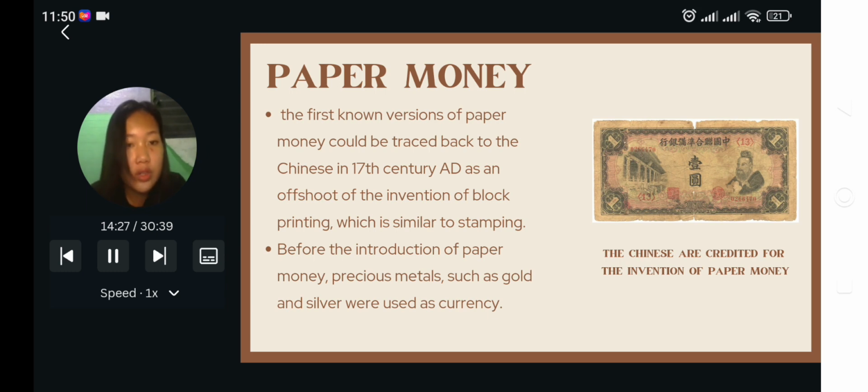So, before the introduction of paper money, precious metals such as gold and silver were used as currency. Hindi rin naman agad nag-boom itong paper money na to kasi sa ibang lugar, hindi pa talaga siya ganun kagamit. Na-realize lang ito ng mga traders, ng mga merchants na mas okay pala tong paper money kasi mas convenient ito compared dun sa gold and silver as pambayad.